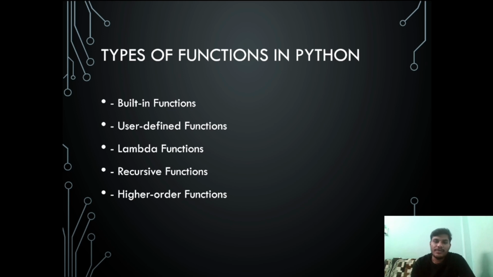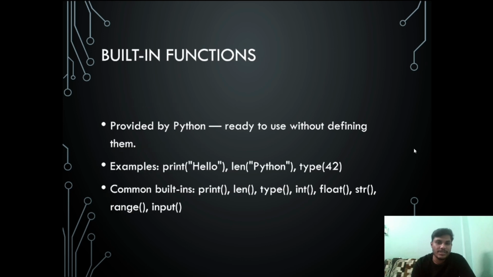And first, in types of function, we have built-in functions. Python provides many built-in functions that are ready to use. Examples include print to display output, len to get the length of a collection, type, int, float, str, input, and more. These functions are always available and don't require imports.